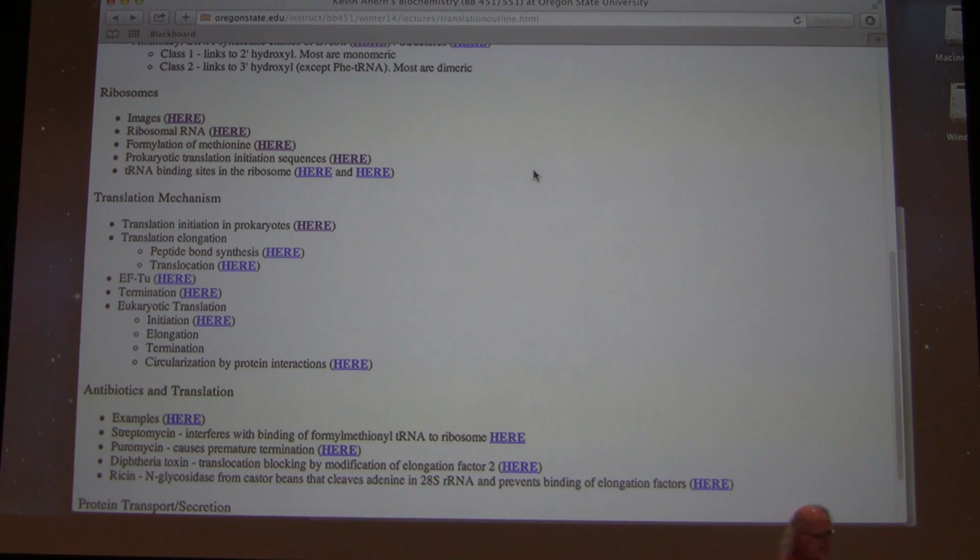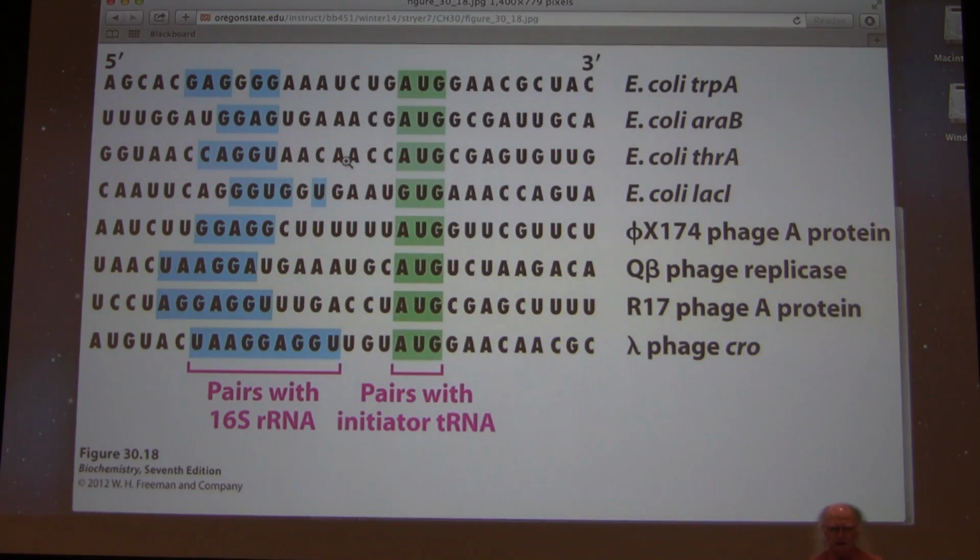Last time when I was finishing, I got started talking about the Shine-Dalgarno sequence. I want to come back to that and say some more about it. What I like to think of the Shine-Dalgarno sequence as is an alignment. It's an alignment to help tell the ribosome where translation starts.